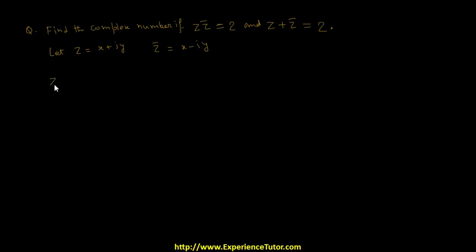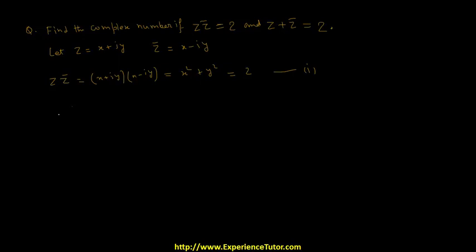So z multiplied by conjugate of z will be x plus iy times x minus iy, which is equal to x square plus y square, and which is equal to 2. It is given. Therefore, we can write it as equation 1.